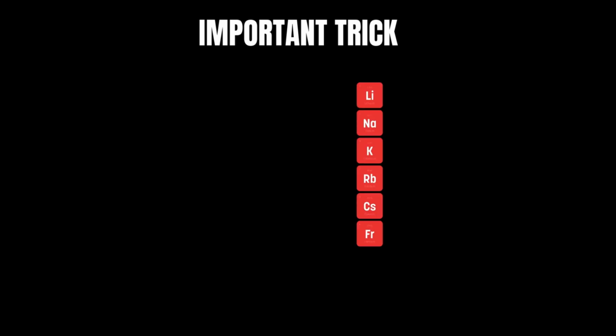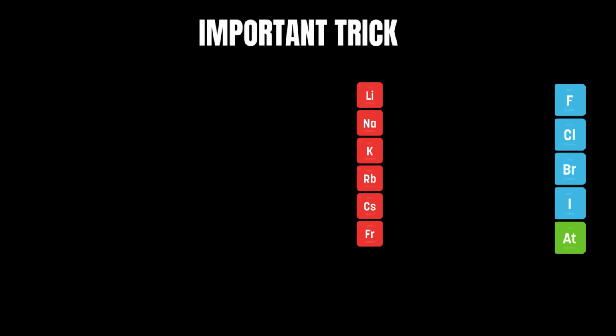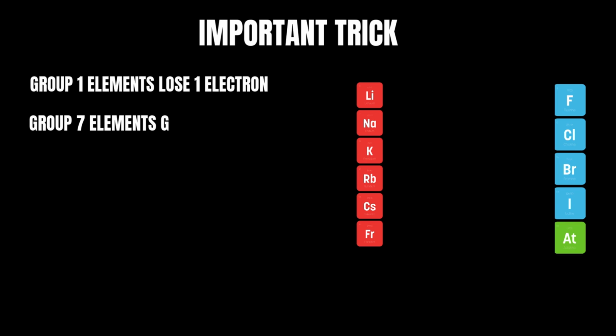Now I want to tell you a very important trick. Always remember this trick. Whenever a group 1 element forms a bond with a group 7 element, that bond will always be an ionic bond. The reason is very simple. All group 1 elements like lithium, sodium, and potassium have 1 electron in their outermost shell. They always lose 1 electron to complete their octet. On the other hand, all group 7 elements like fluorine, chlorine, and bromine have 7 electrons in their outermost shell. They always gain 1 electron to complete their octet.